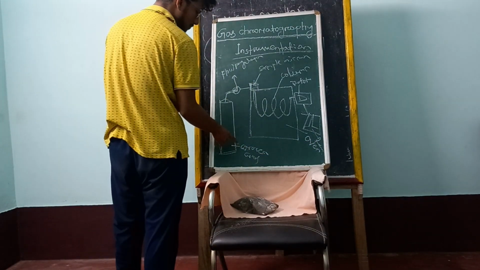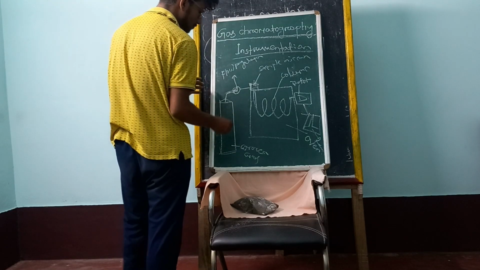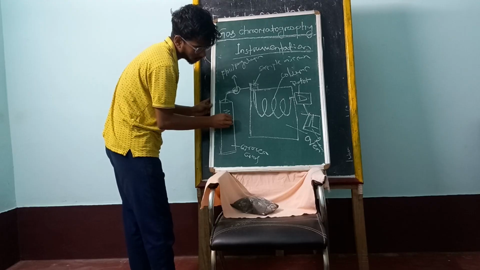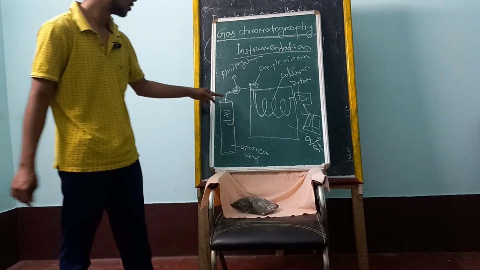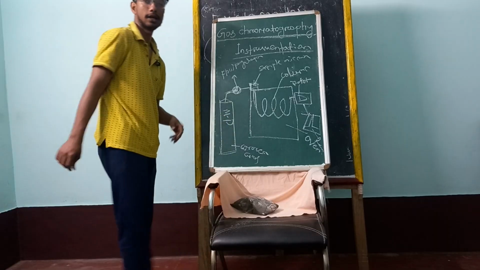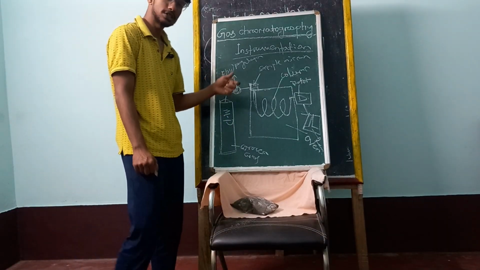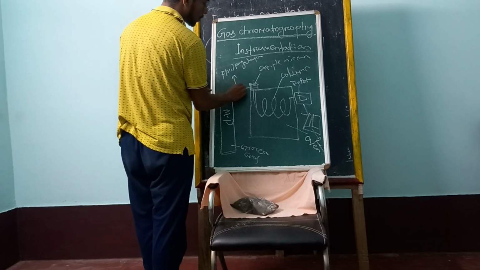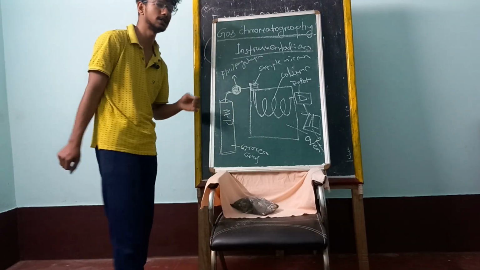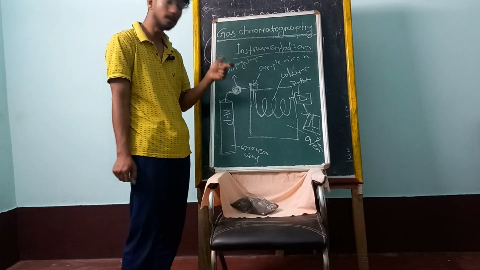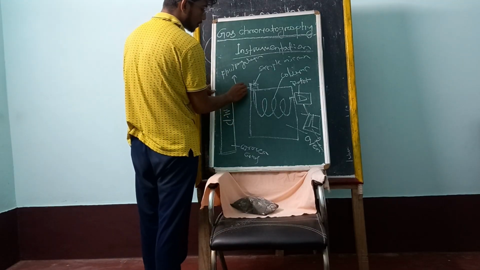Firstly, the carrier gas flows. The carrier gas is the mobile phase of gas chromatography. It flows towards the flow regulator, which maintains the flow of the carrier gas. We can increase or decrease the flow rate of the carrier gas through the flow regulator, for example, to 1.2 ml per minute or 1 ml per minute.